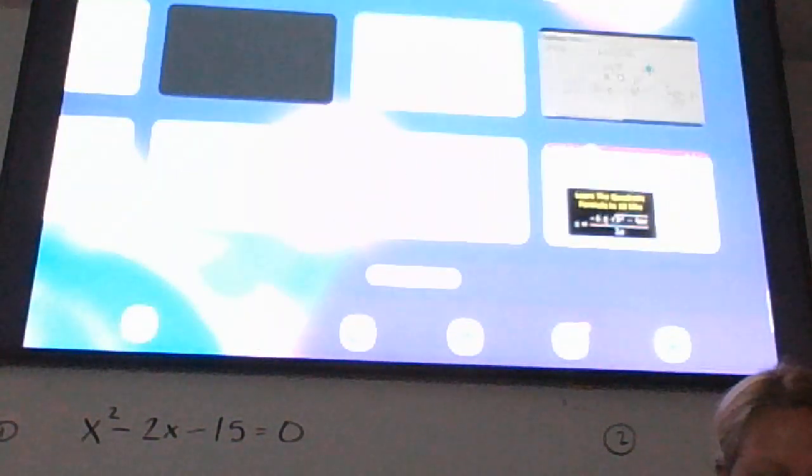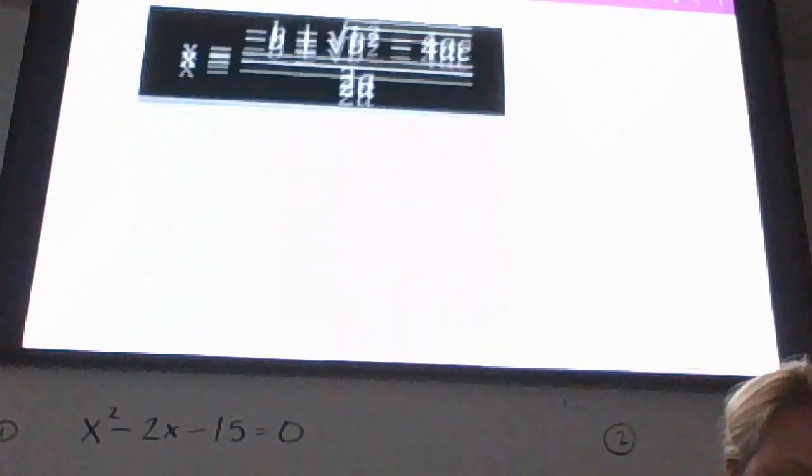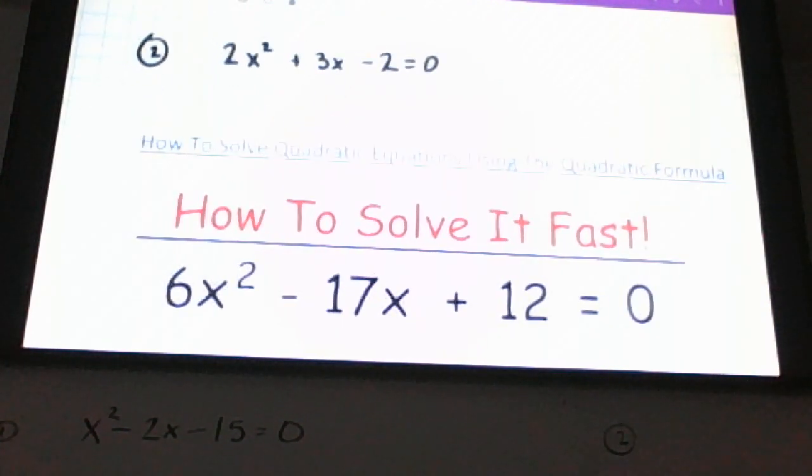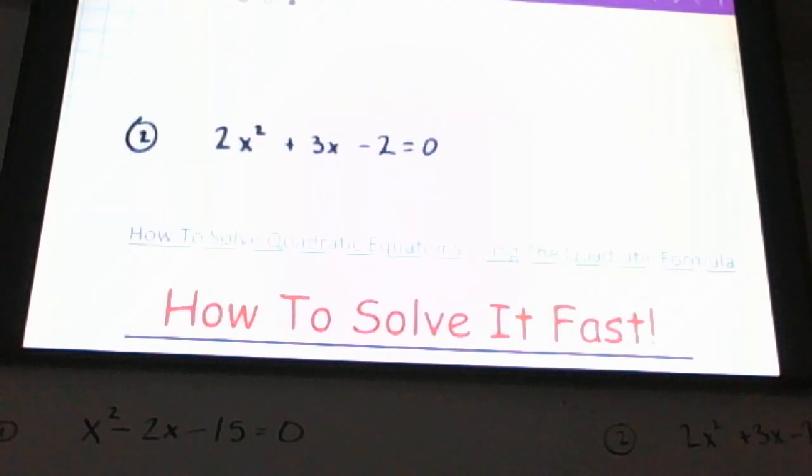All right, let's try another one. Okay, here's number 2. We're going to do the formula again, and our equation is 2x squared plus 3x minus 2. Not that one. So write your problem down, and we'll hear somebody else go through the process. Yeah. It's quite a bit shorter.